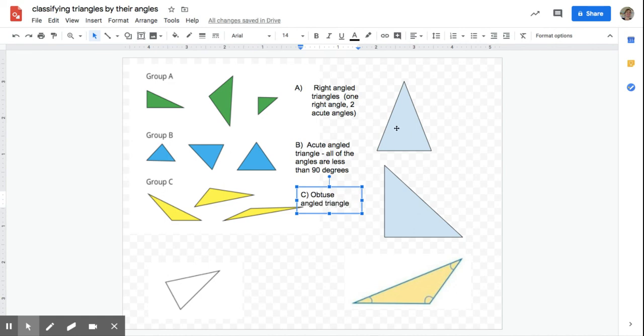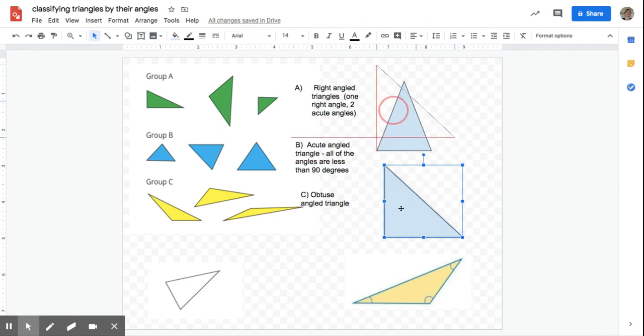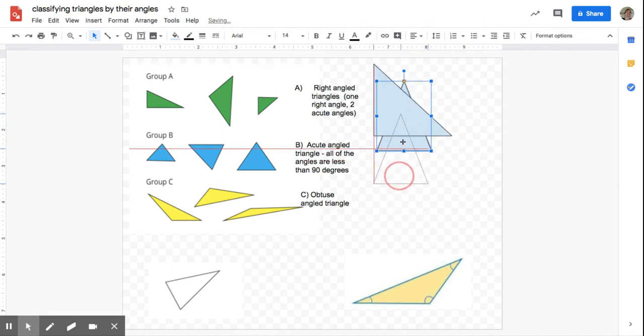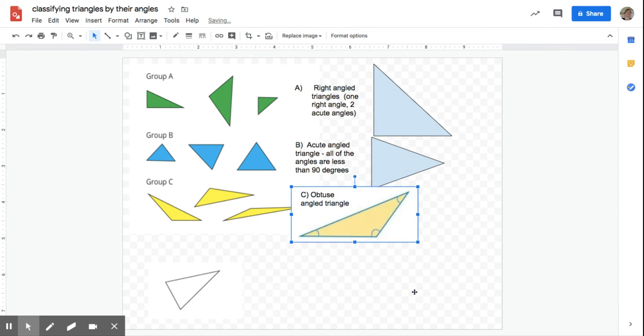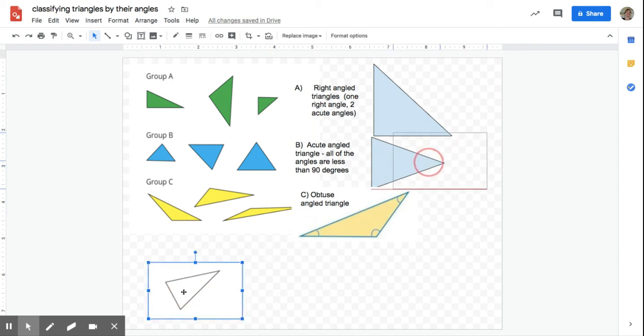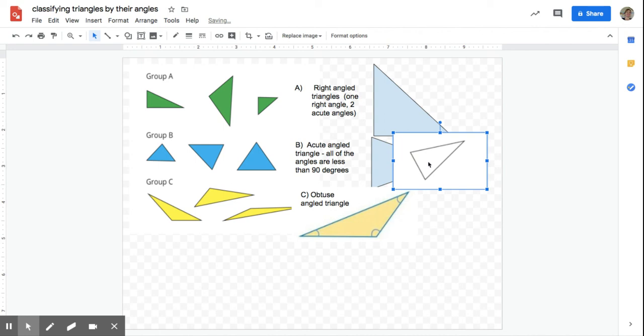So if I was to put these over, I would actually bring this one up here beside my right angled triangle. I'd bring this one down here beside my acute angled triangle, and I would bring this one up here with my obtuse angled triangles. So now I'm going to look at this one from the Minds On activity. Where would I put this one if I was going to classify it according to its angles? You're right, I see acute, acute, acute. So it would go up here with my acute angled triangles.